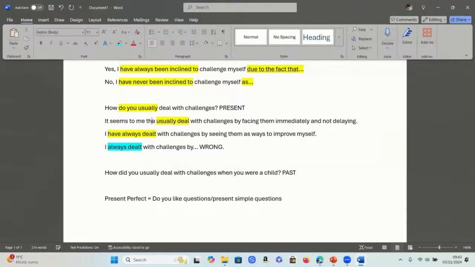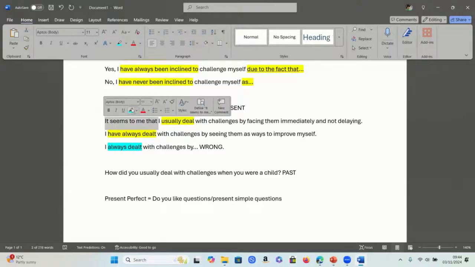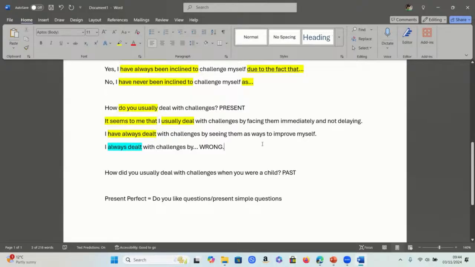To me, that I usually deal with challenges. You could try to be clever and say, I have always been inclined to deal with challenges. It sounds a bit complicated for you to put together, but that's the idea. So you could say, it seems to me that I think that's probably the easiest one to put in without being too complicated sounding and destroying it. So there you go. You can get the sentence frames in as well.